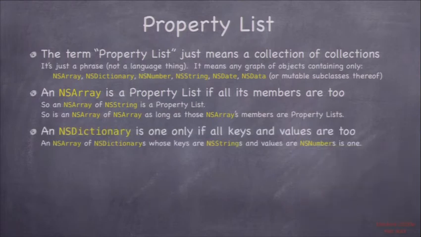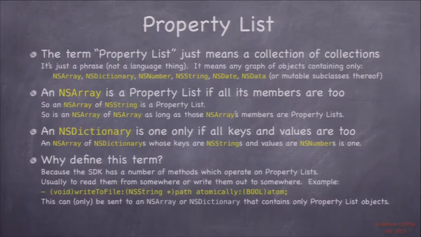A dictionary is only a property list if all of its keys and all of its values are property lists. Okay? So a dictionary where the keys are strings and values are arrays or other dictionaries of property lists, that would be a property list. Why do we define this term? Because there's a bunch of API throughout iOS that you're going to see that takes a property list as the argument. But property list is only a phrase we define, so it's probably going to take an id. Okay?